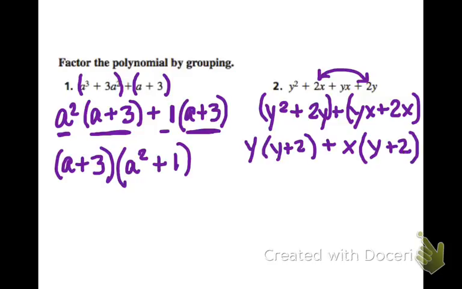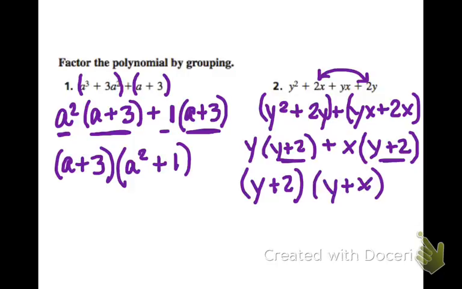Since that gives me a common binomial factor, I can factor this out. So I would start by writing it in parentheses. Y plus 2 is a common factor to both. What was left after I divided both of those terms was the y plus the x. So now I've factored it completely. You could always go back and check in the end. If you FOIL your 2 binomials, you should come back to your original polynomial.